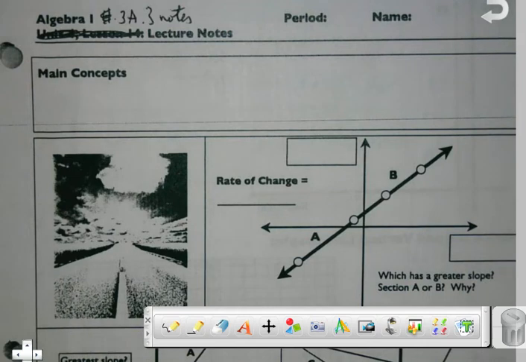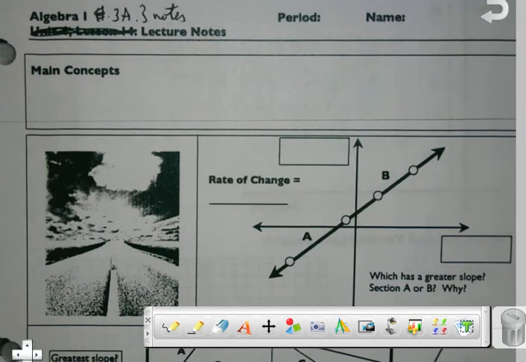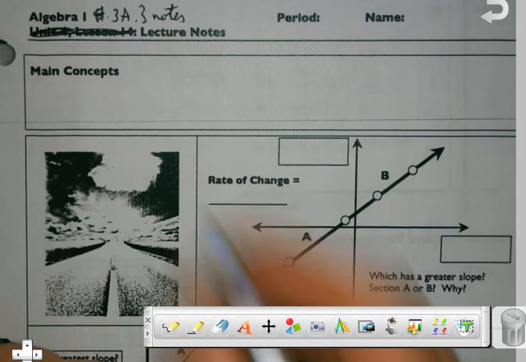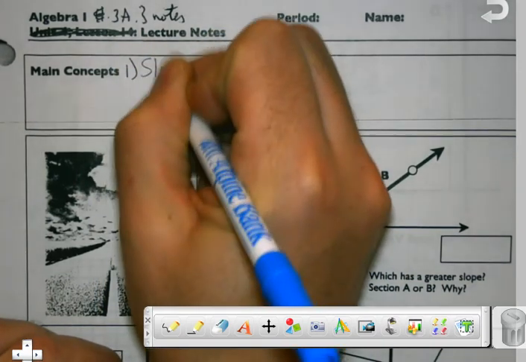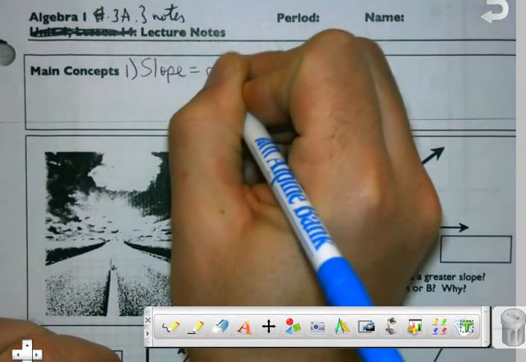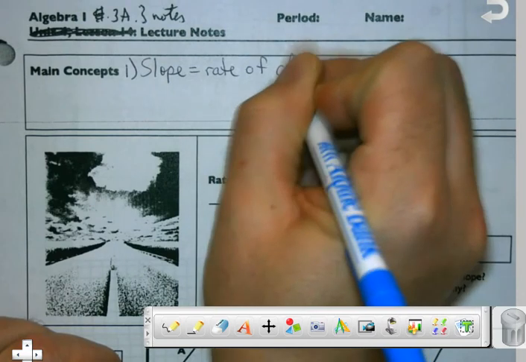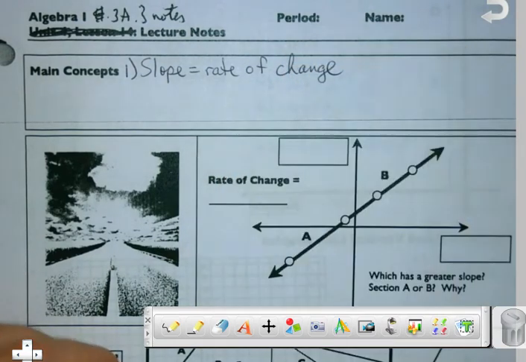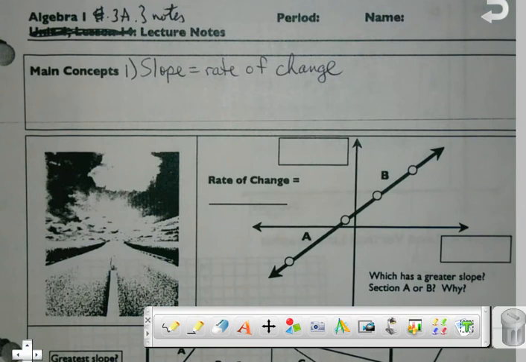A couple of new ideas with this. When we're talking about slope in general, slope can have a couple of different names actually. Sometimes slope can be called rate of change. You know, my speed increases as I go further, or I spend more money as I buy more groceries. Those things actually have to do with slope. So sometimes I'm going to speak of it as rate of change.